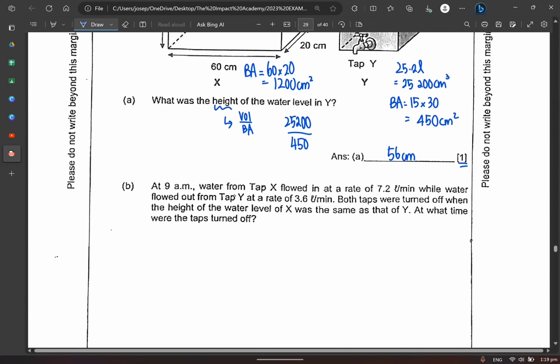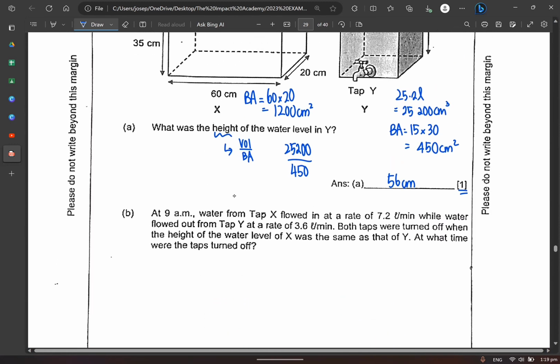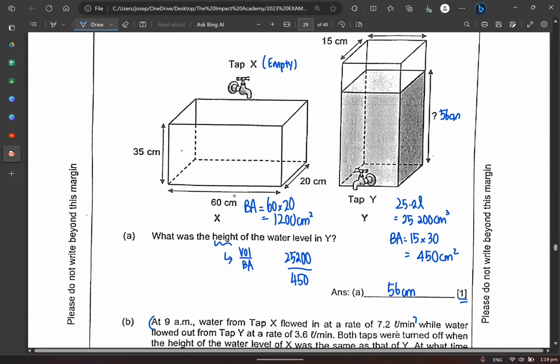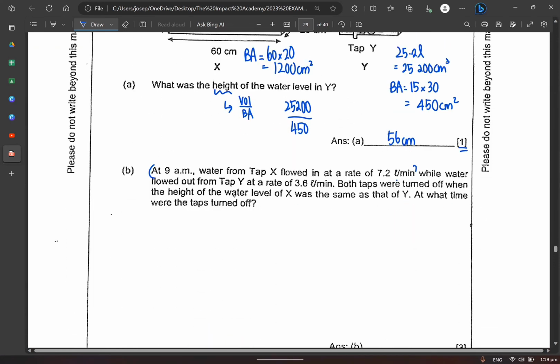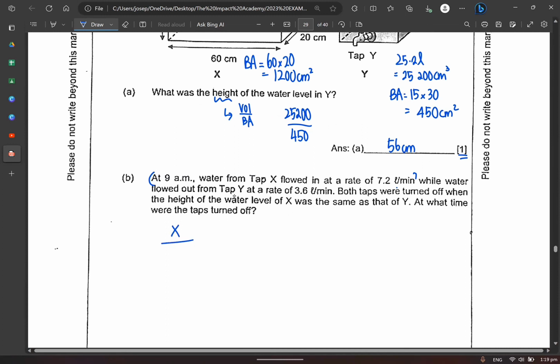Now, what happens is that at 9 a.m. water from tank X flowed in at a rate of 7.2 liters per minute. So for tank X, because it is empty, water is going in. We are just going to write for X itself, every 1 minute, it will receive 7.2 liters, which is also 7,200 centimeter cube. Whereas for Y, every 1 minute, it will receive 3.6 liters, which equals 3,600 centimeter cube. So these are some of the things that you want to write down first.